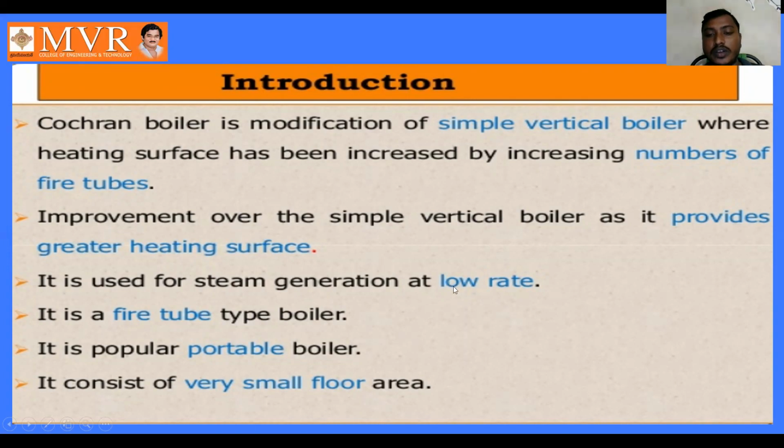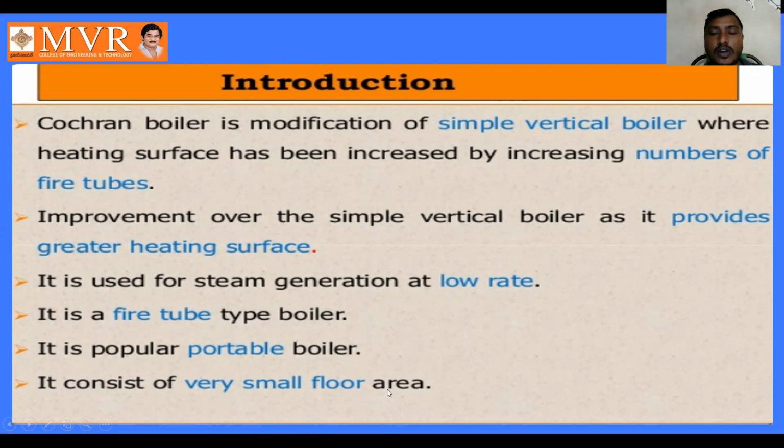We need to observe carefully that it is used for steam generation at low rates. At low rates, this Cochran boiler is very much used. It is a multi-tube type boiler, meaning heat passes through these tubes and the water circulates around the tubes. In yesterday's class, I told you what is meant by a fire tube boiler. It is a popular portable boiler. Portable means a movable boiler, which can move from one place to another.